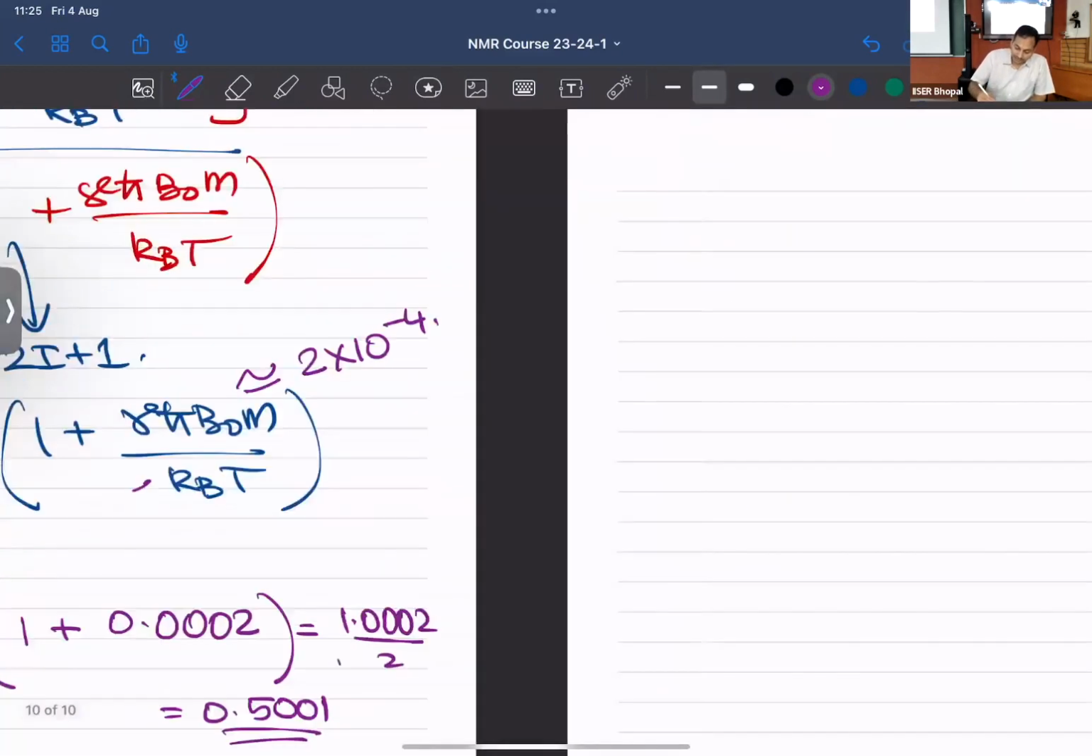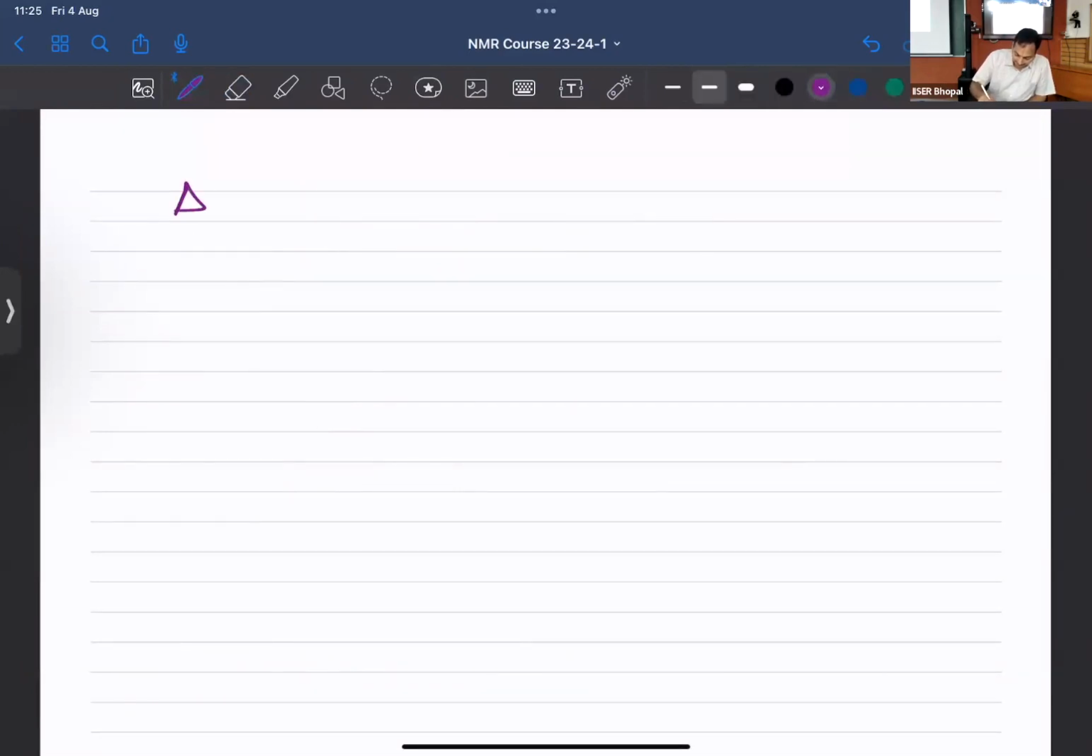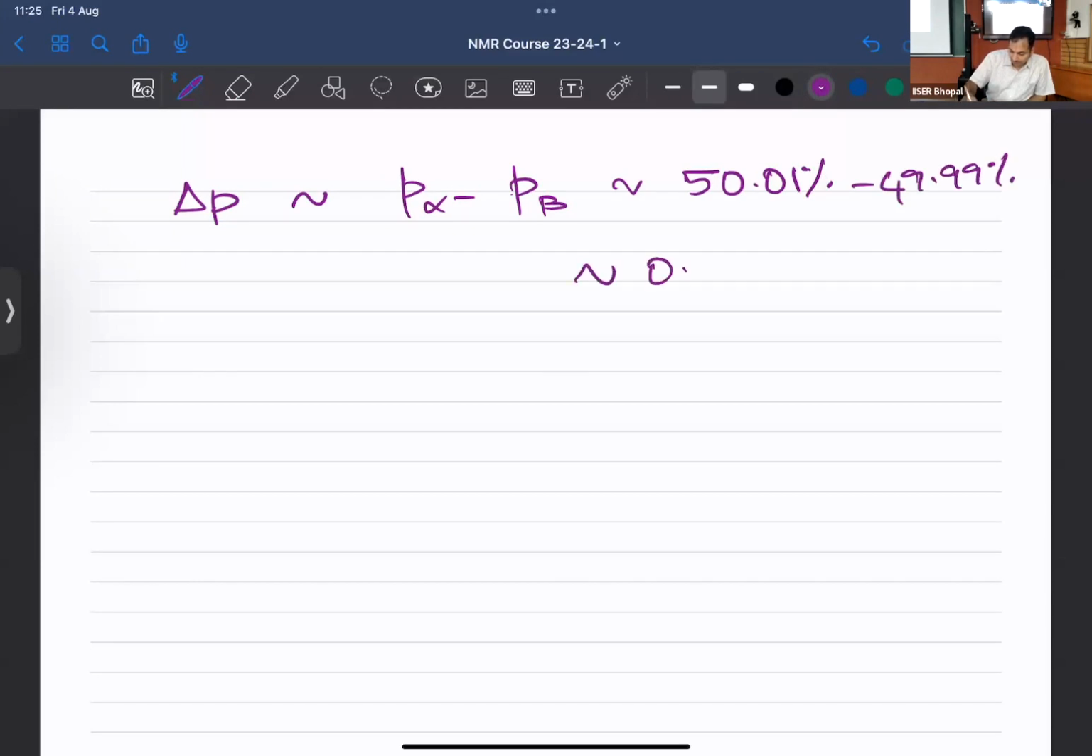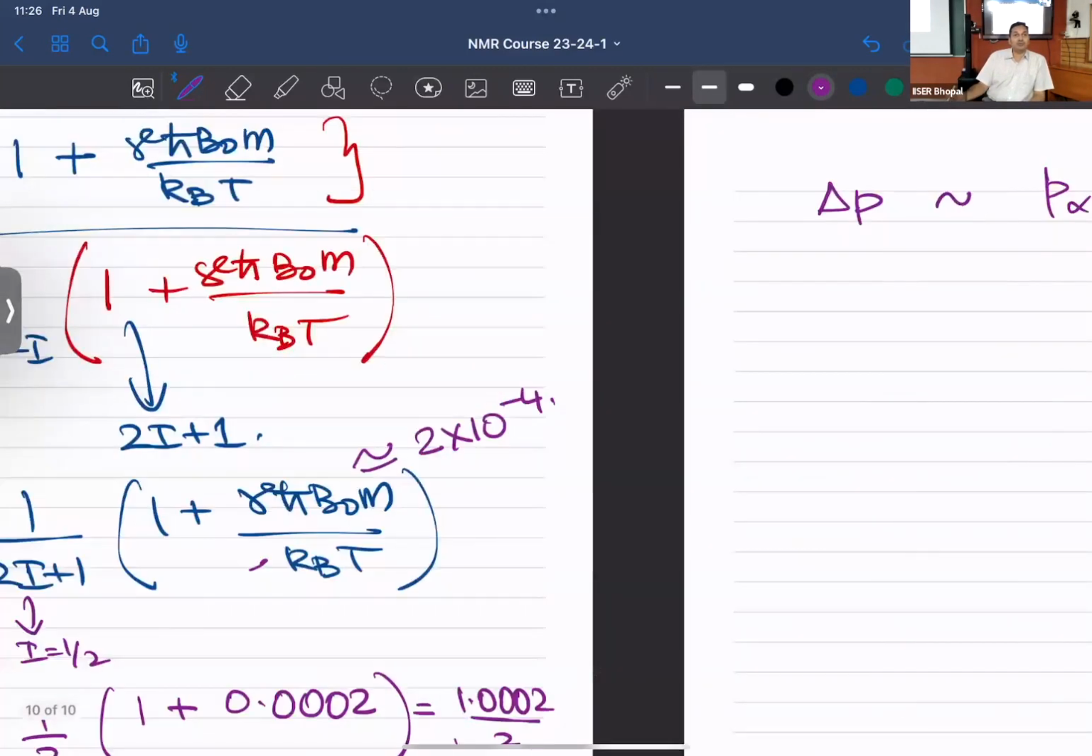So the population difference for a spin half system turns out to be P alpha, the higher populated state, minus the lower populated state. So this is going to be 50.01% minus 49.99%, which is 0.02%. You guys see how low that population difference is? Not a huge difference, but luckily chemistry works in our favor.